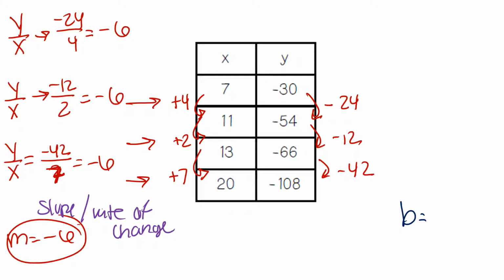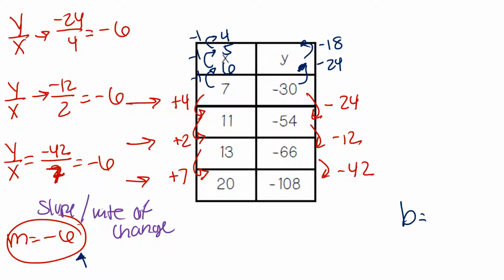Now for our b value, we need to be at 0, but we're not. We're starting at 7. So we have to work backwards, going backwards one at a time. So going backwards 1 puts us at 6 and negative 24. Remember, we're using that answer that we got, negative 6. So going backwards 1 again puts us at 5. Going backwards, our negative 6 is going to put us at negative 18.